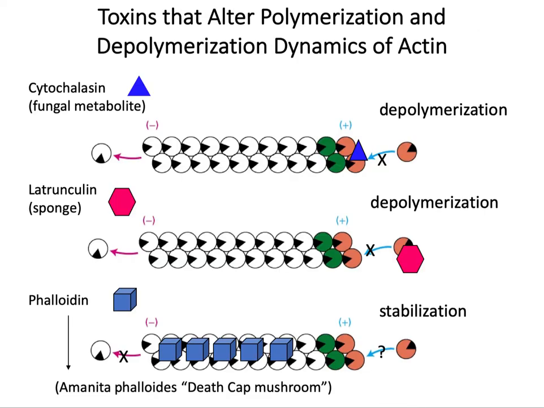Because of this treadmilling, there are some interesting toxins that you can use to assess the role of actin in certain cellular functions. One of these toxins is known as cytochalasin. It is a metabolite from a fungus. What is interesting about this small molecule is that it causes depolymerization of actin. So if you take cells and treat them with cytochalasin, in a very short time, all of the filamentous actin in the cell will become depolymerized.